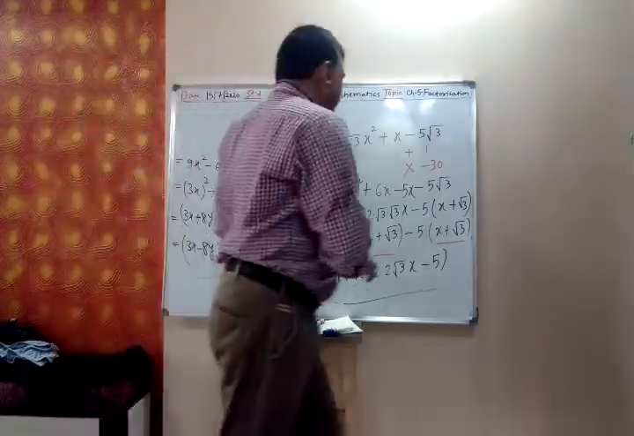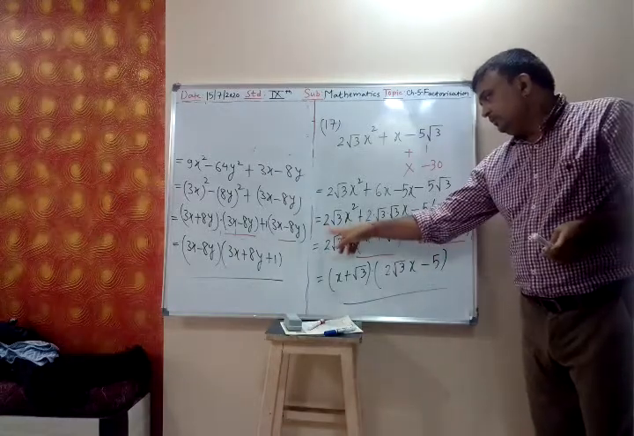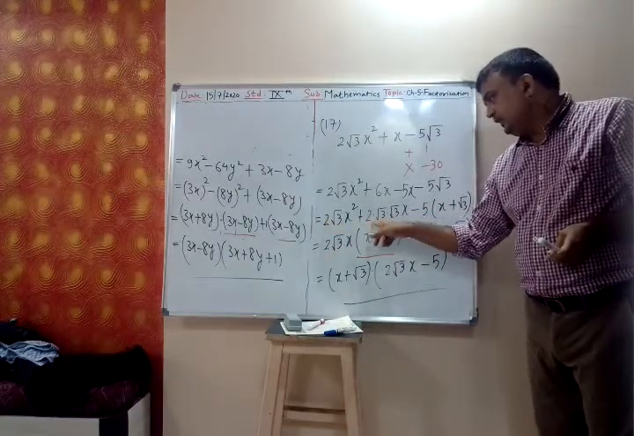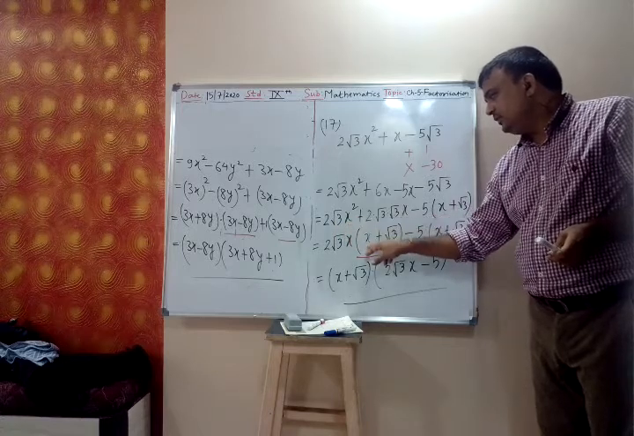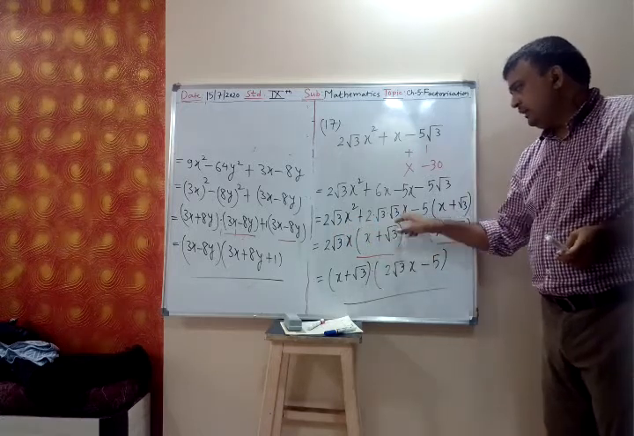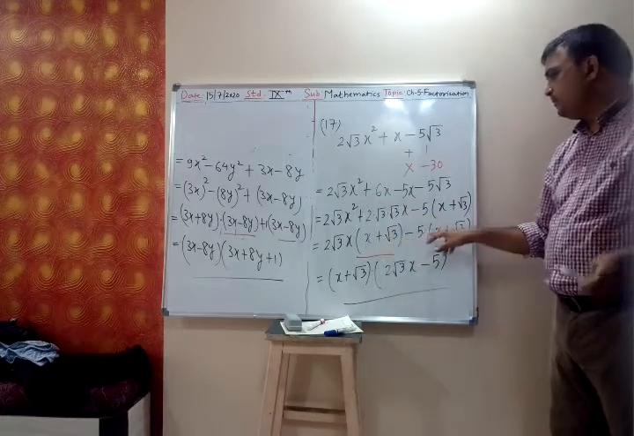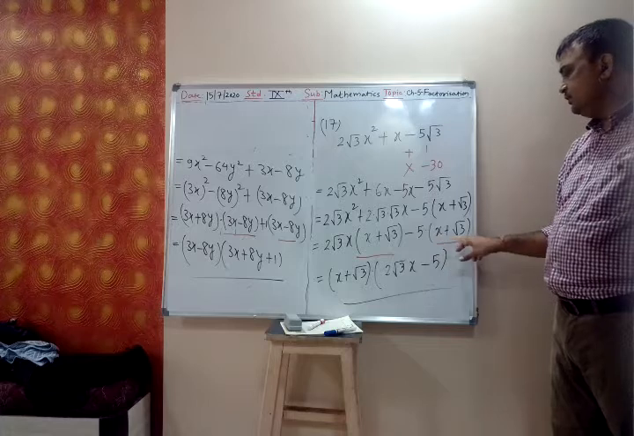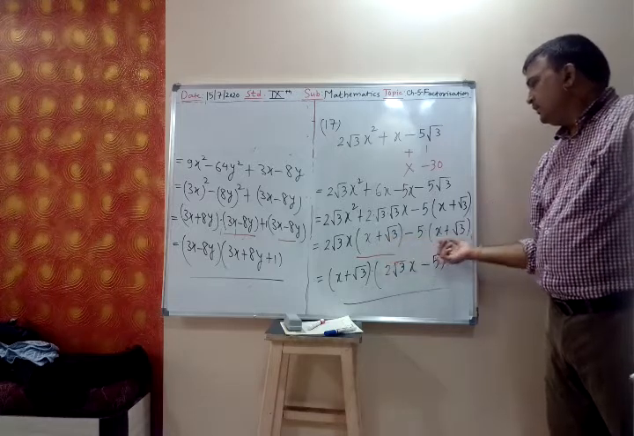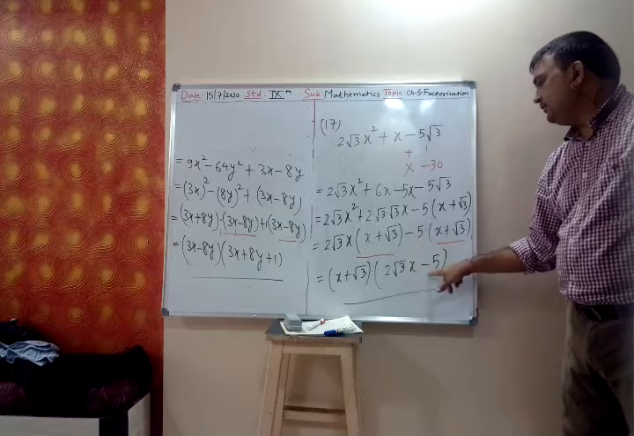Fourth step. Okay. 1, 2, 3, 4. 2 root 3x is common. So 1x is left. Then 2 root 3x I have taken outside, so root 3 is left from this. So this is x plus root 3. Then minus 5 into x plus root 3. Now x plus root 3 is common. So 2 root 3x is left from there and minus 5 is left from there.